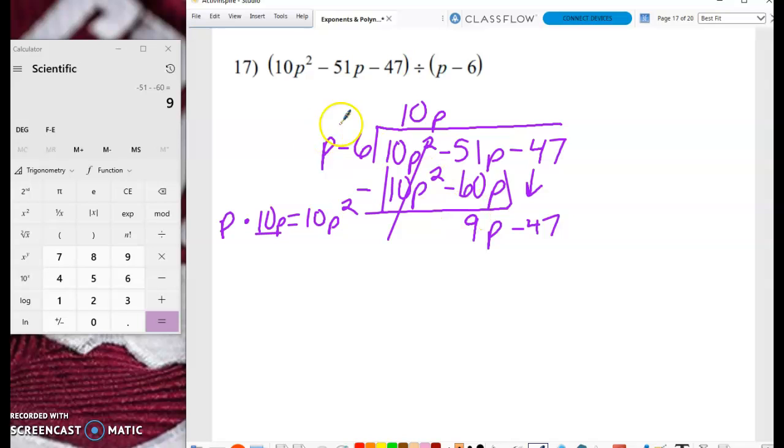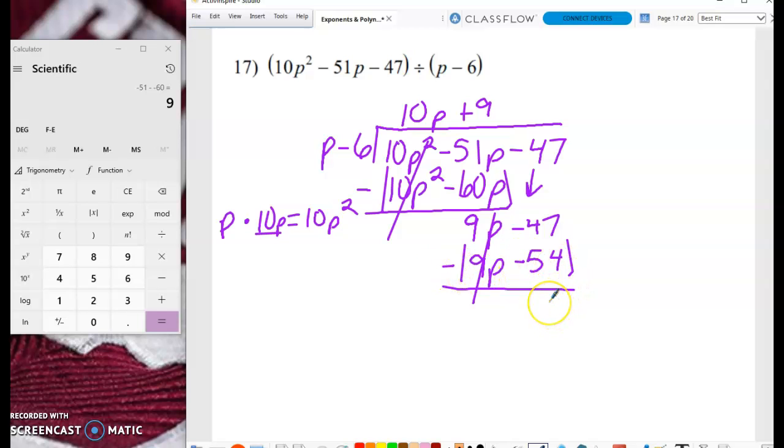P, to get to 9p, you just multiply it by 9. So we're going to say it's plus 9. 9 times p is 9p. And then 9 times negative 6 is going to be negative 54. And so these two are going to cancel like they did last time. Negative 47 minus a negative 54.